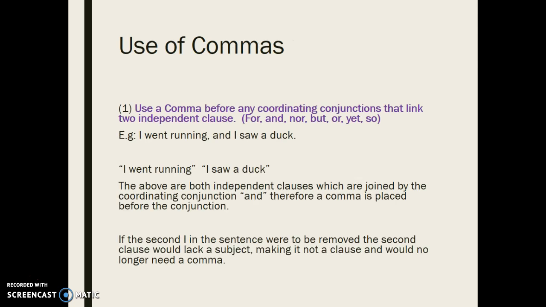Well, for starters, use a comma before any coordinating conjunction that links two independent clauses. You might know coordinating conjunctions as FANBOYS: for, and, nor, but, or, yet, so. Example: I went running, and I saw a duck. I went running. I saw a duck. The above are both independent clauses which are joined by the coordinating conjunction and. Therefore, a comma is placed before the conjunction.